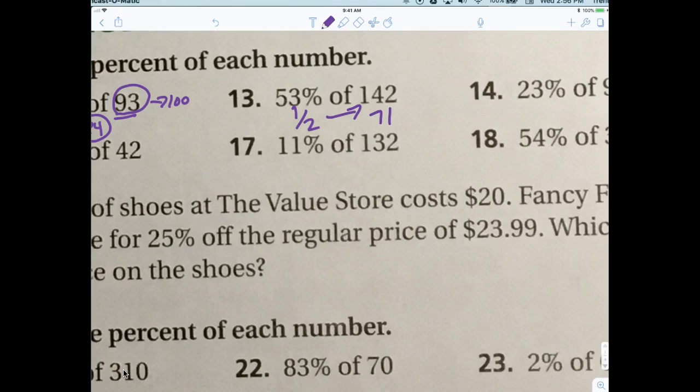Is everybody okay? Mr. Stroud, should we keep writing that? Yeah, keep writing them down. That's our homework.